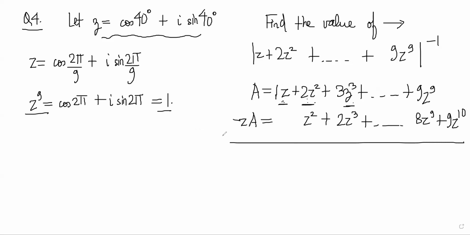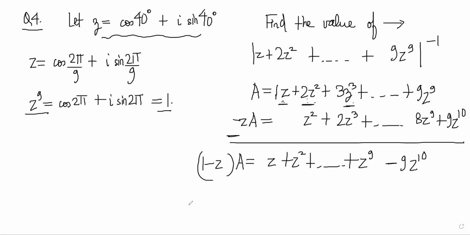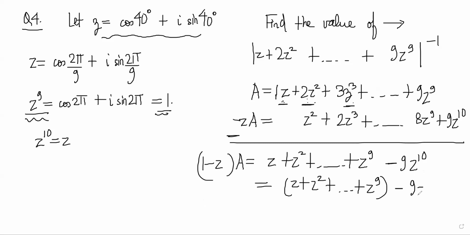And then we subtract it. You get 1 minus z times a is equal to z plus z square till z power 9 minus 9z power 10, right? Now think about it. Since z power 9 is 1, z power 10 is z. So this is basically the sum of z plus z square till z power 9 minus 9z, right? And what is the summation of this GP series? So let's write that on the next screen.